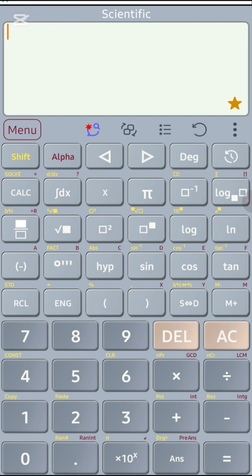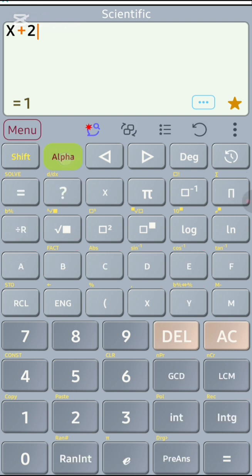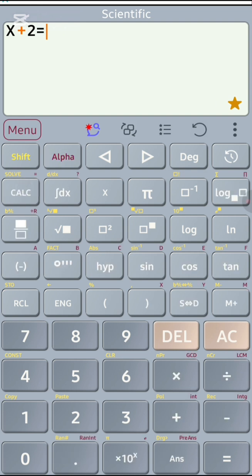So let's try an example. Let's say x plus 2 is equal to 5. In order to access x, we press alpha, then the bracket, so we have x. So x plus 2. Remember, I'm going to use the equal to on top of CALC, right? So alpha CALC, you have our equal to 5.